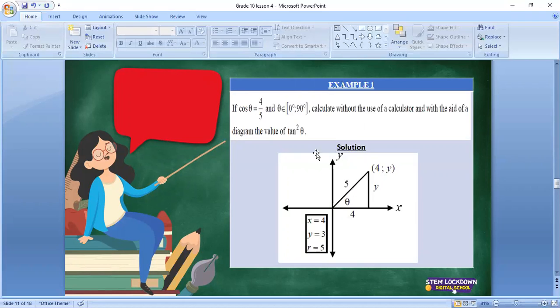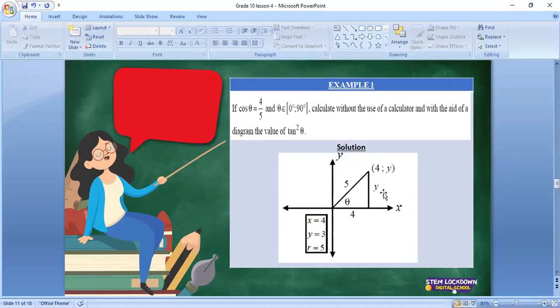Why the first quadrant? Because our angle is between 0 and 90. Then you have to complete the triangle and put values around it. You use the statement that cos theta equals 4 over 5. Cos means adjacent over hypotenuse, so our adjacent is 4 and the hypotenuse is 5. From the triangle, our adjacent is this side here, we call it 4, and the hypotenuse is this side, we call it 5. So we don't know this one.